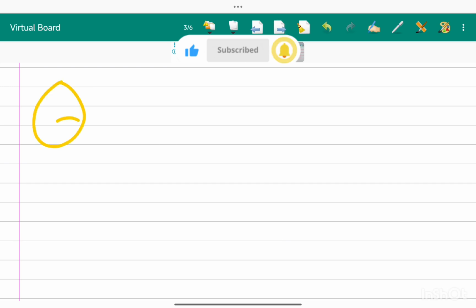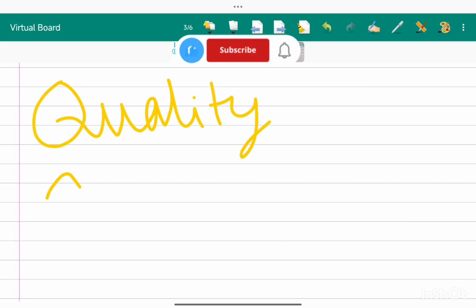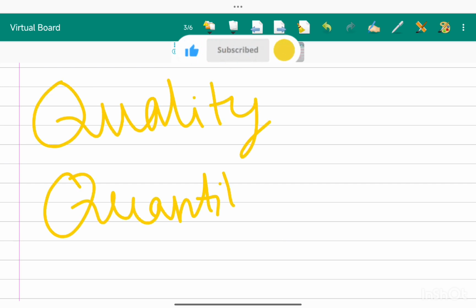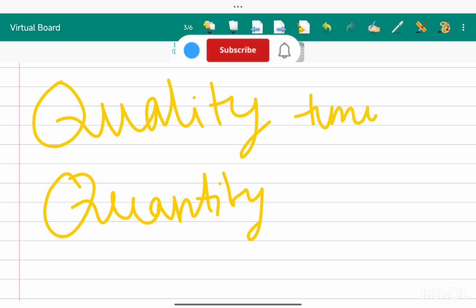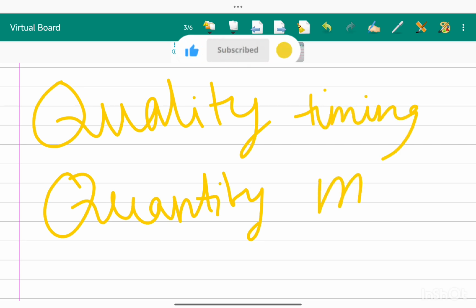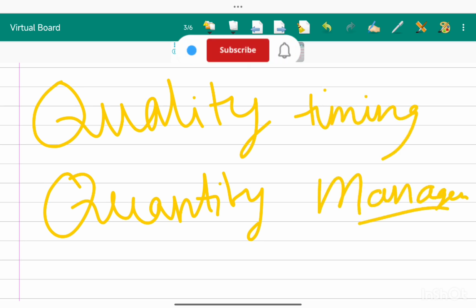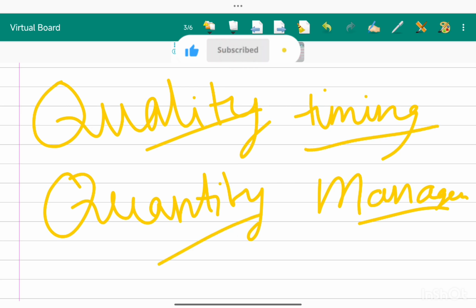First point is quality of resources. Second one is quantity of resources. Third one is timing of deployment. Fourth point is management of resources. If we remember this, based on this we can create the sentence.